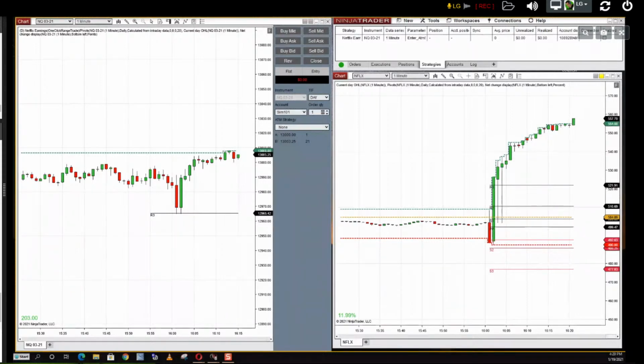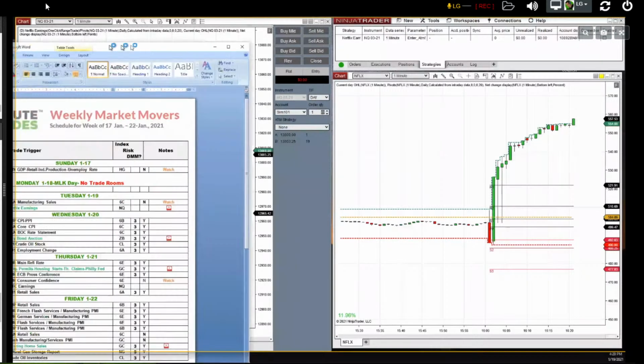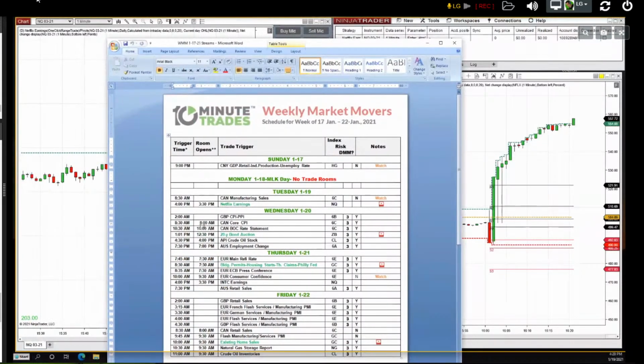Now, let me just go over the trading tomorrow because there are a lot of no reports. I have a trade room for Canada CPI because I think that report can move the Canadian dollar. But I made a mistake and I updated the weekly market mover on the website. Also, the Canada bank rate statement. There are no reports for those. So that means there's no risk level.